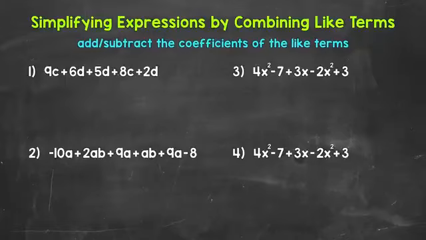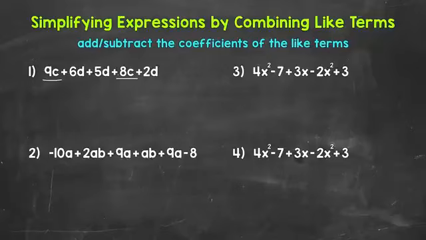The first thing that we need to do is identify any like terms that we can combine. So, are there any like terms that we can combine in this expression? Yes. Let's start with 9c and 8c. Both of those terms have the same variable to the same power. Both terms have the same variable of c to the same understood power of 1. So they are like terms.